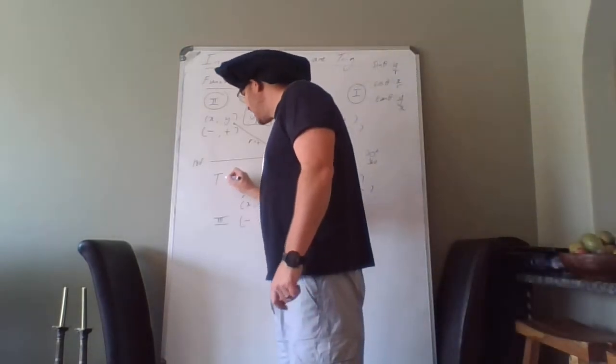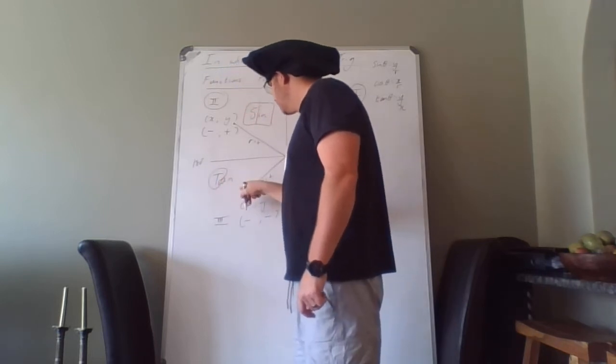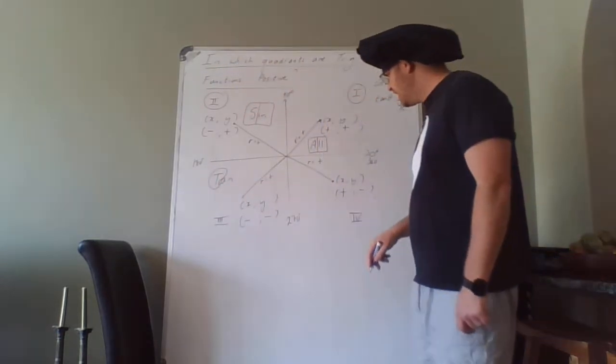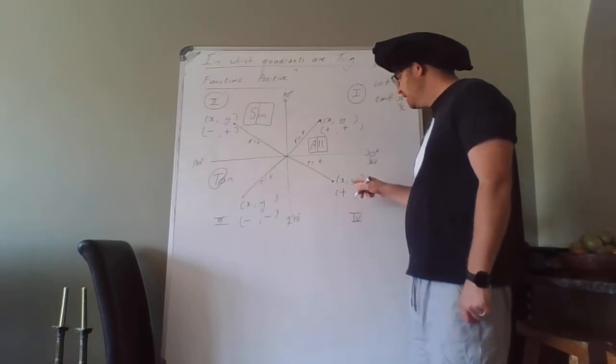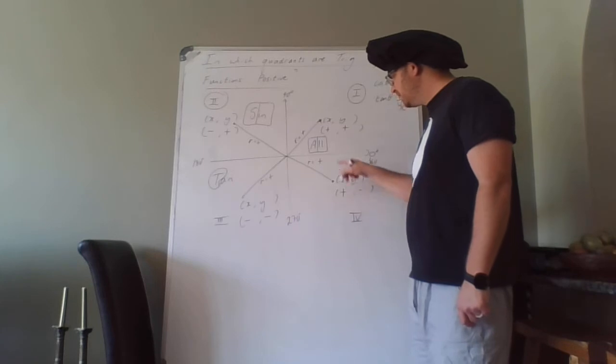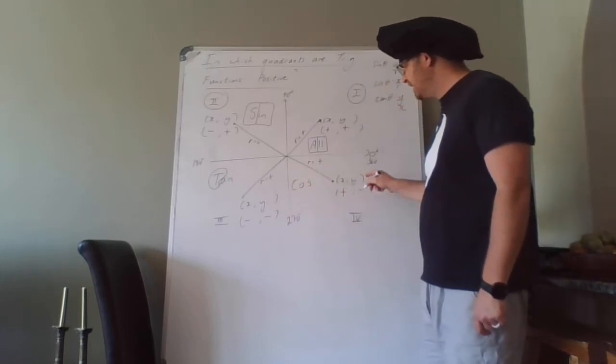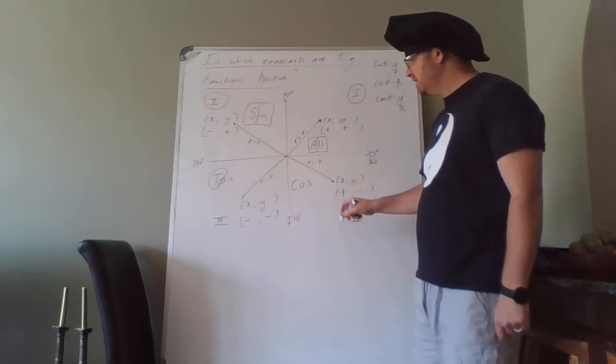Right, so tan is going to be positive in quadrant 3, and in quadrant 4, sine will be negative over positive, which is negative. Cos will be positive over positive, which is positive. So cos is going to be positive, and tan, y over x, negative over positive, is negative.